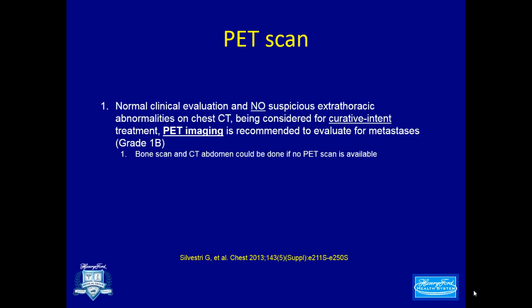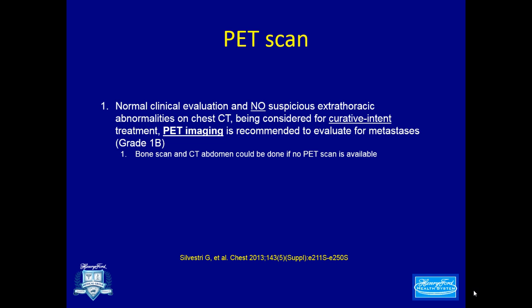So the guidelines: if the patient has a normal clinical evaluation, right, there's no suspicion of extrathoracic abnormalities on chest CT, and this is probably the only way that the PET scan is available for, and is being considered for a curative intent treatment, meaning you're thinking about surgery for possible stage 1 or stage 2 maybe, or radiation therapy for that, then a PET scan imaging is recommended. Only in that scenario.